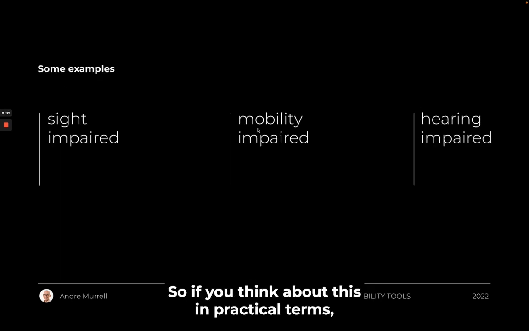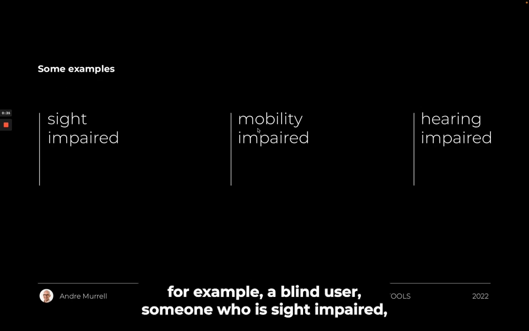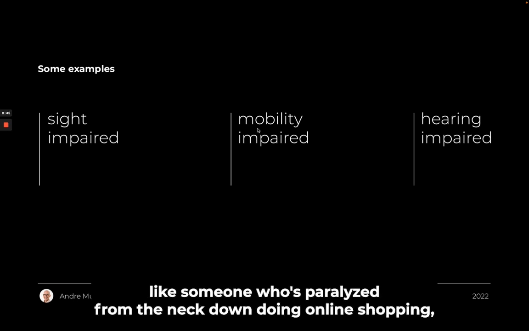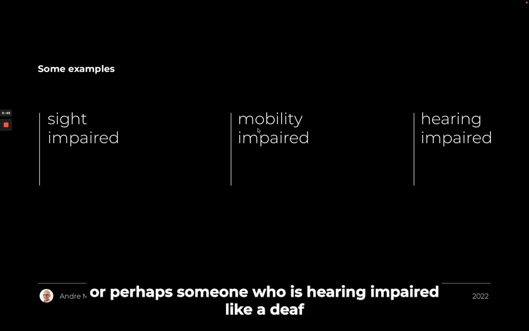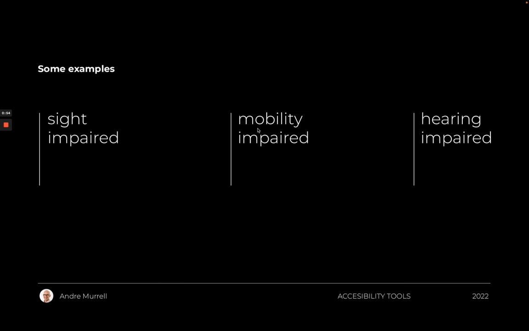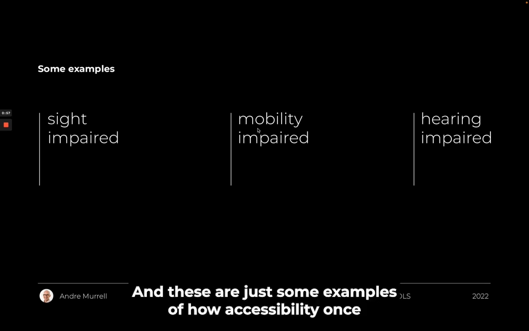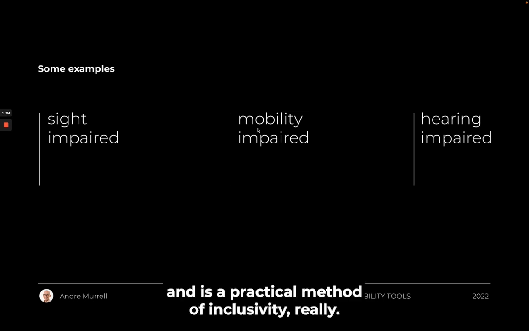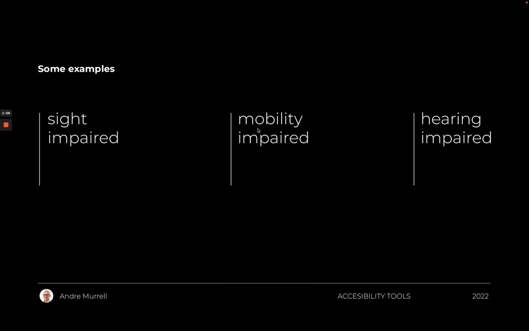So if you think about this in practical terms, for example, a blind user, someone who is sight impaired, consuming the latest news, or someone who is mobility impaired, like someone who's paralyzed from the neck down, doing online shopping, or perhaps someone who's hearing impaired, like a deaf user, watching their favorite comedian. These are just some examples of how accessibility, once applied, can be used to level the playing field, and is a practical method of inclusivity, really.